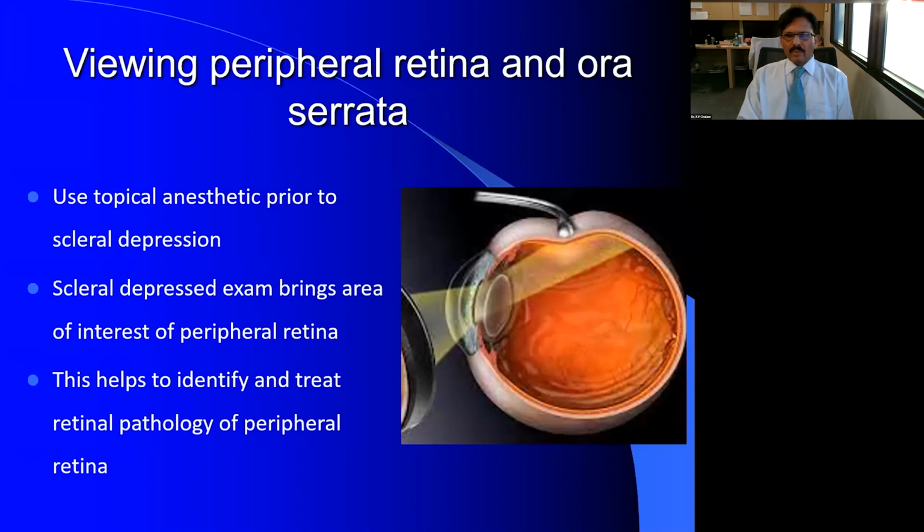And that is how you look at it, and be systematic. Nasal tends to be a little bit more difficult than the temporal meridian, and superior and inferior tend to be easier for scleral depression.